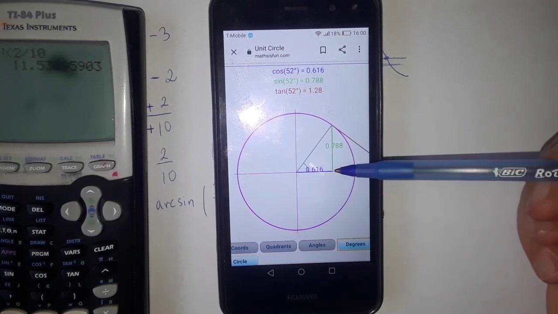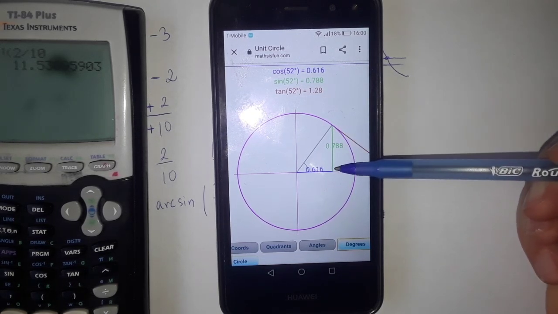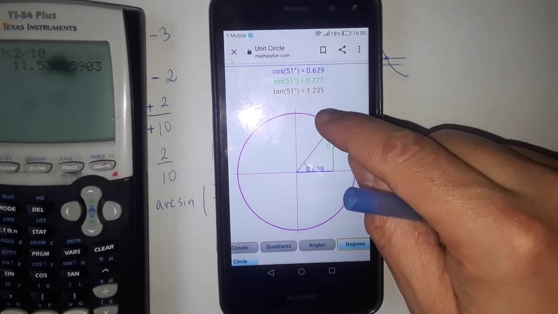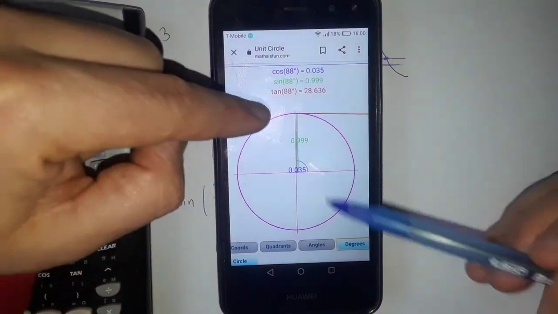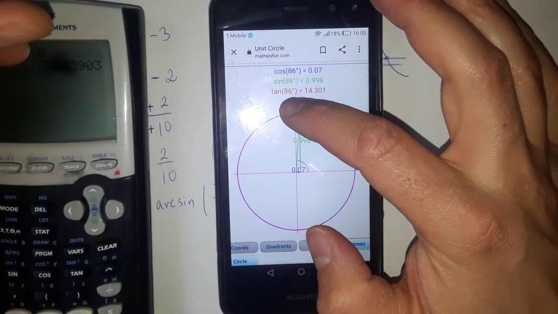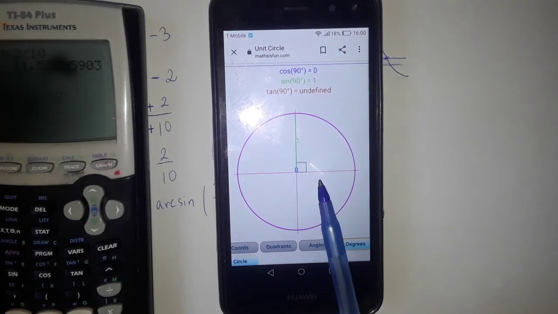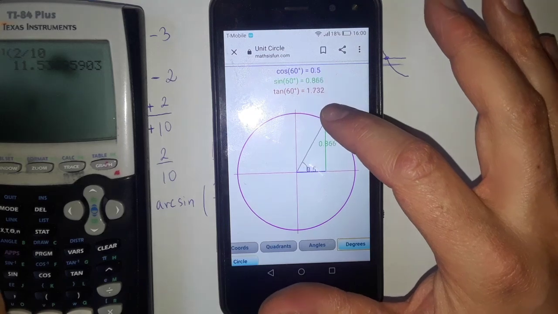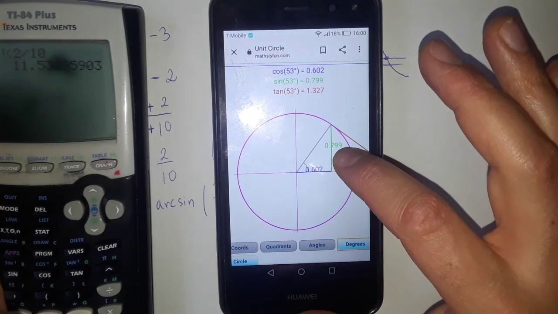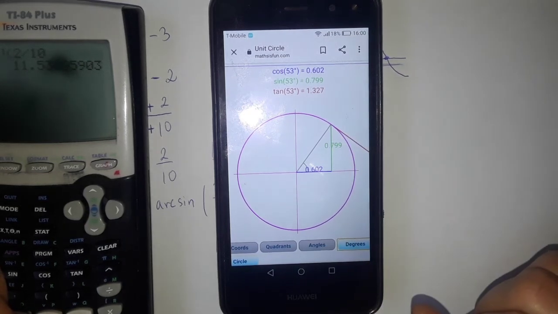0.6. Well, this is much more than a half, would be almost 0.8, right? As I move, if I make this really close to 90 degrees, we see that the sine is 1 and the cosine is 0, right? So again, the green is the sine, the blue is the cosine, and the red here is the tangent.